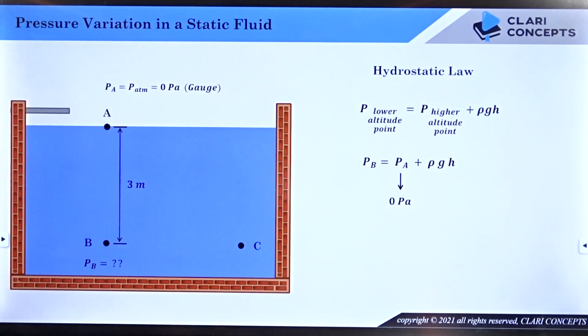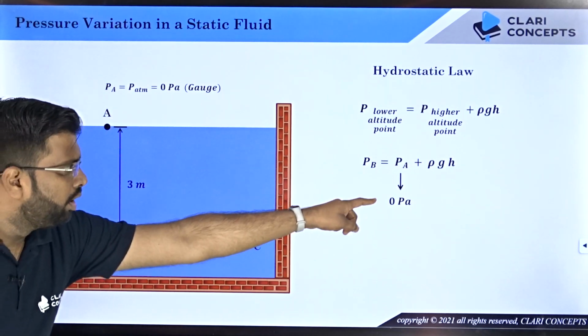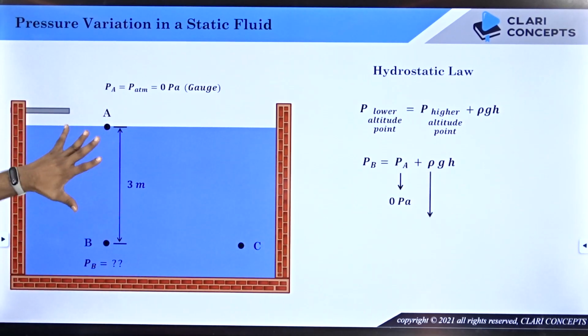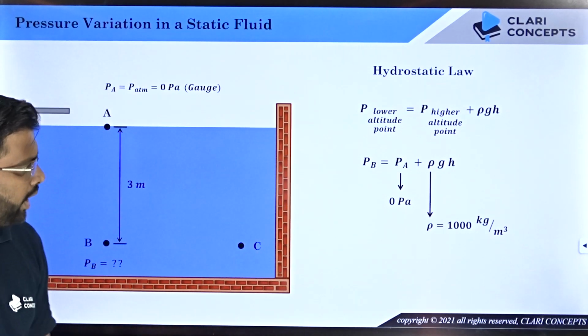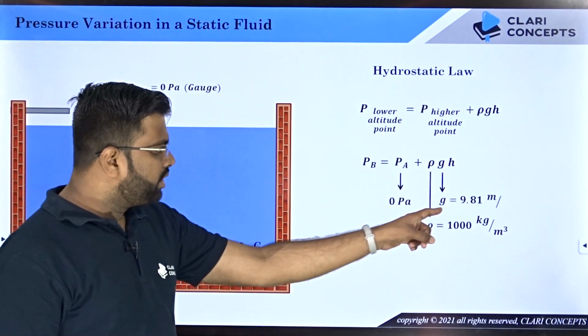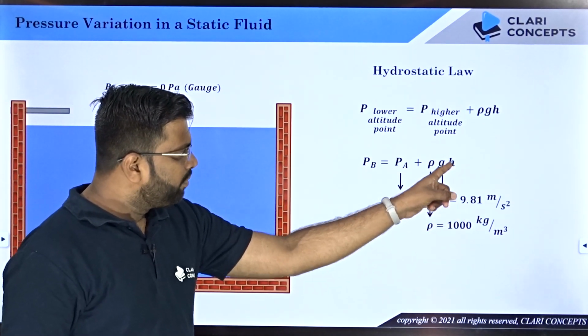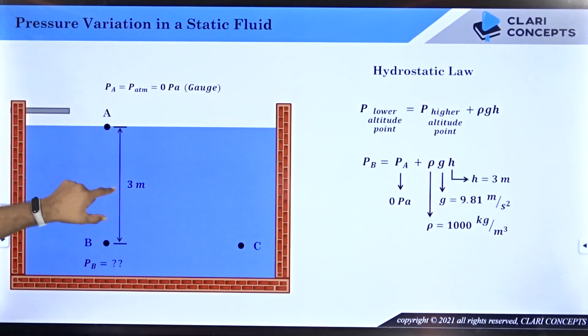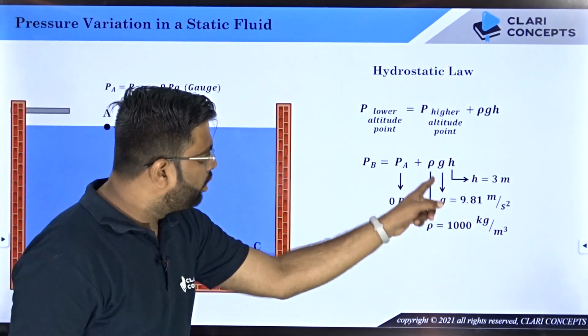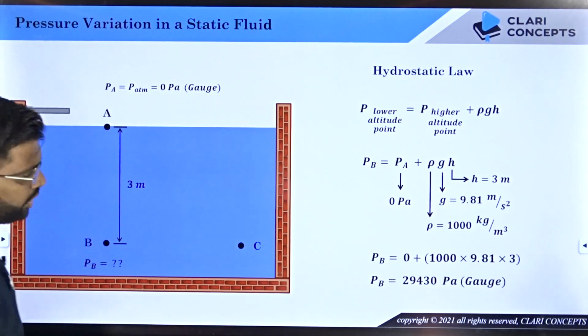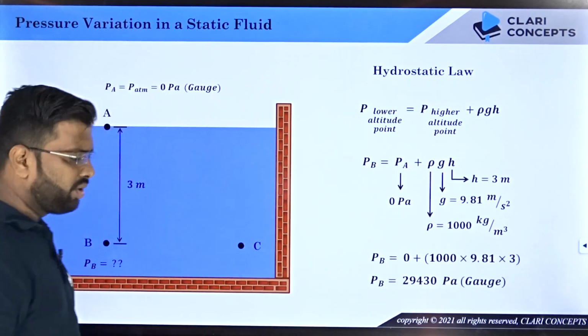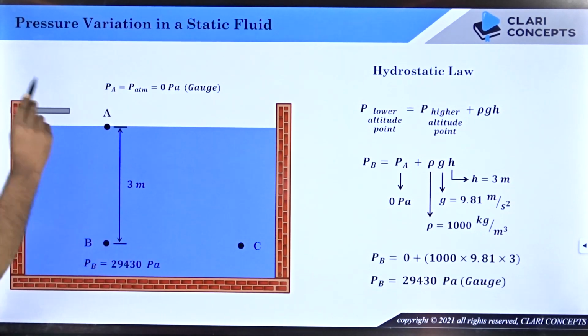Now let us put in the values. What is the pressure at A? 0 Pascal. What is rho? Rho is the density of the fluid, so it is 1000 kg per meter cube, basically water. What is g? The value of g is 9.81 meter per second square. h is the distance between A and B, which is 3 meters. Now substitute all these values in the equation. You will get the pressure at point B, which is 29430 Pascal gauge pressure.